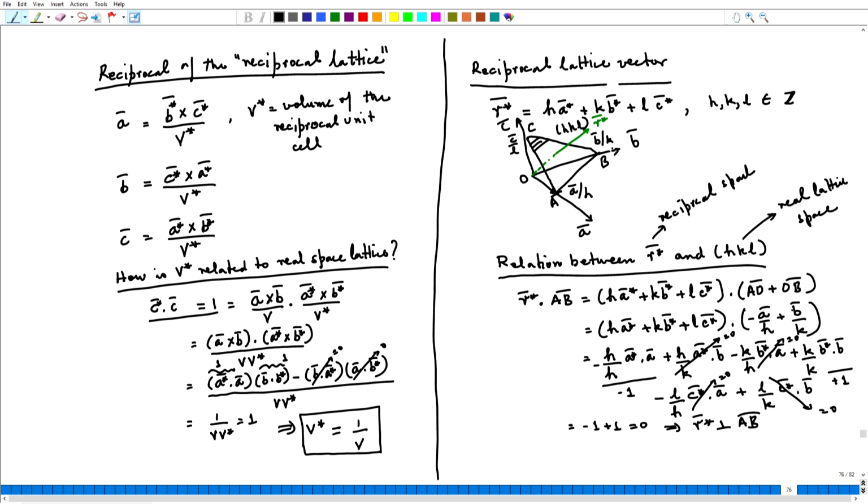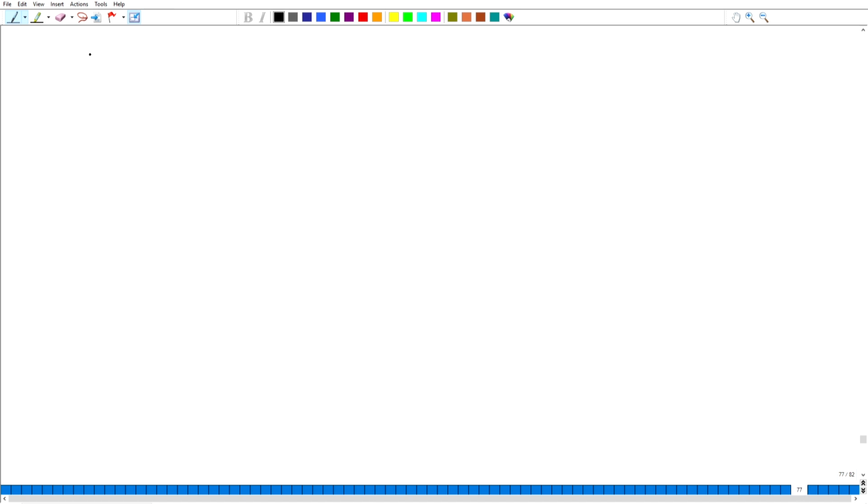In a similar way, I can show that the vector R star would be perpendicular to the vector BC, and R star would be perpendicular to the vector AC, which implies that the reciprocal lattice vector R star, H A star plus K B star plus L C star, is perpendicular to the plane HKL. Now, what is its magnitude? I also want to find out what is the magnitude of R star.